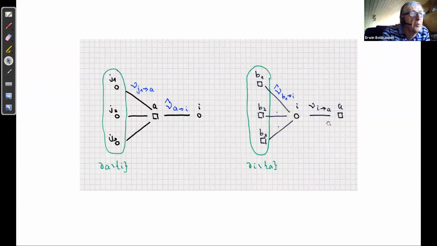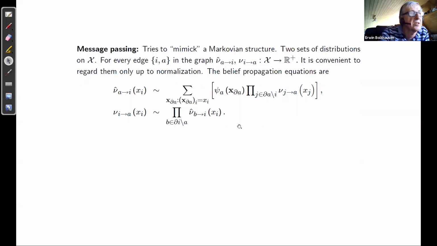It's not overly complicated. Maybe I take this one first. This nu from i to a is a function on the variable xi, and you get it by looking at the rest of the boundary of i, which consists in this case of 4 function nodes. You just take the ones except a and multiply them. So that's just this here.